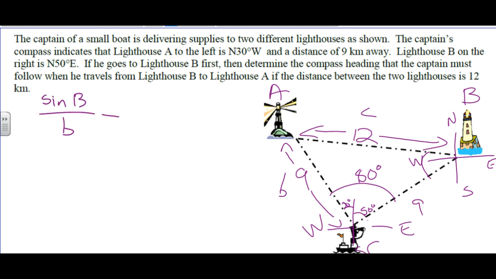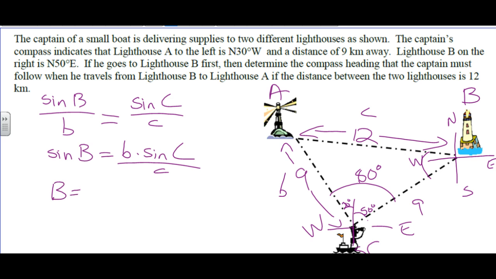Sine of b over little b is equal to, and my known pair is angle c inside c, so sine c over little c. Always put sine of b up top if I'm solving for an angle. If you put it on the bottom, you have to cross multiply and then divide everything. So sine of b is b times the sine of angle c over little c. So b is equal to the inverse sine of, and now we can fill in numbers: little b is 9, times the sine of angle c, which is 80 degrees, over little c, which is 12.